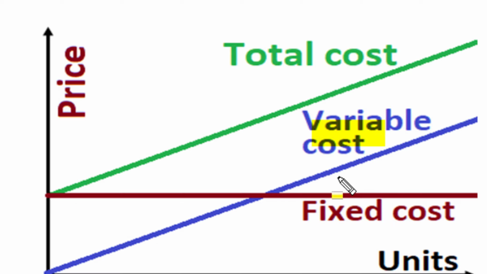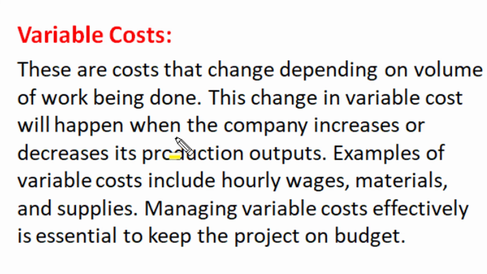Variable costs are those costs that change depending upon the volume of work being done. This increase or decrease in variable cost will take place when a company changes its amount of produced units. If it increases its production volume, its variable cost will increase, and if it reduces its volume of work, its variable cost will decrease. So the variable cost of a company increases or decreases with its production output.